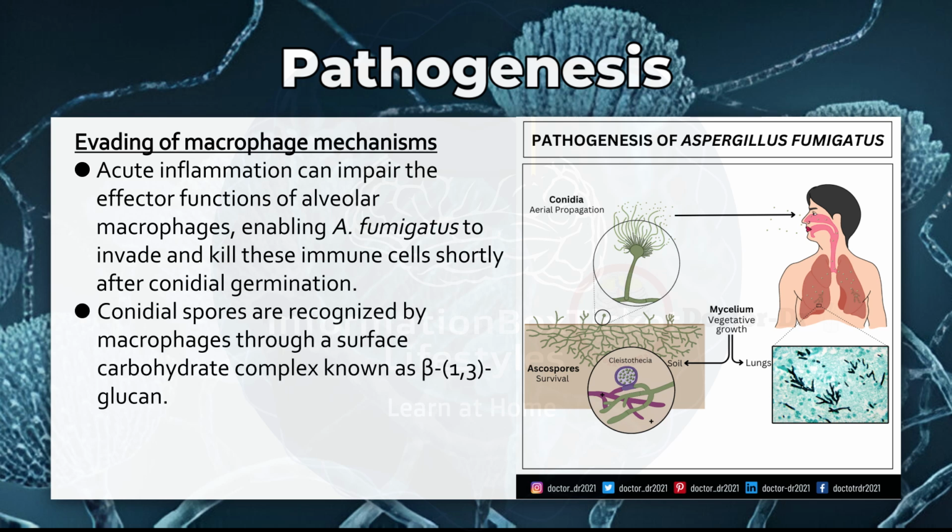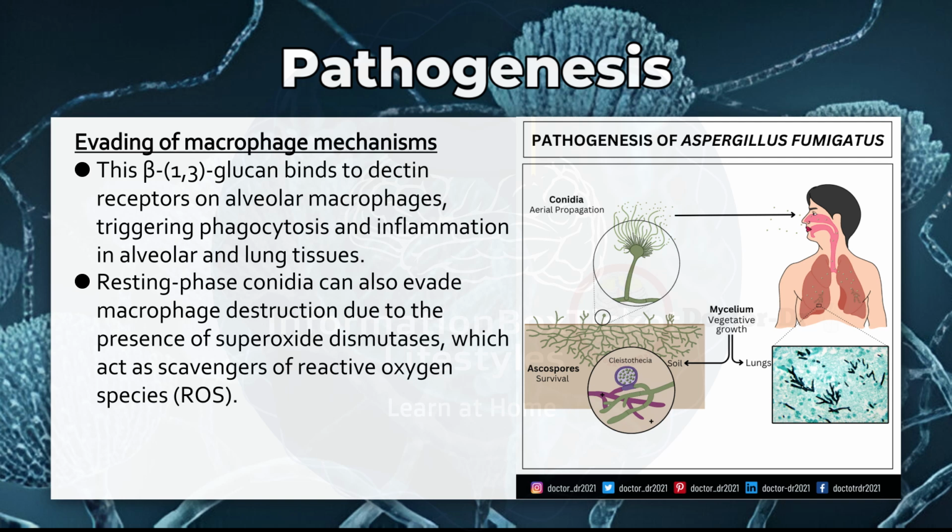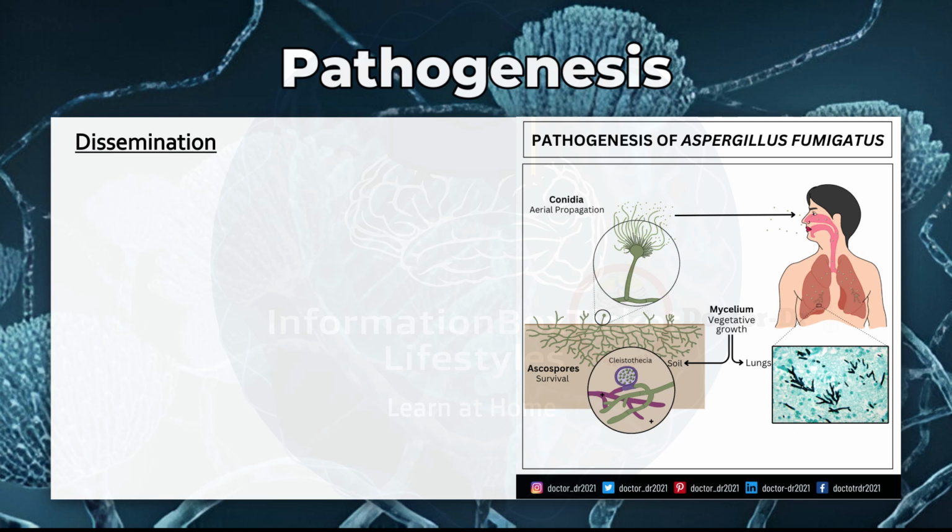Conidial spores are recognized by macrophages through a surface carbohydrate complex known as beta-1,3-glucan. This beta-1,3-glucan binds to dectin receptors on alveolar macrophages, triggering phagocytosis and inflammation in alveolar and lung tissues. Resting phase conidia can also evade macrophage destruction due to the presence of superoxide dismutases, which act as scavengers of reactive oxygen species, ROS.